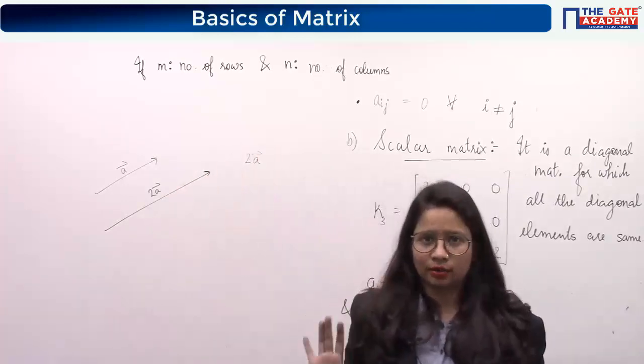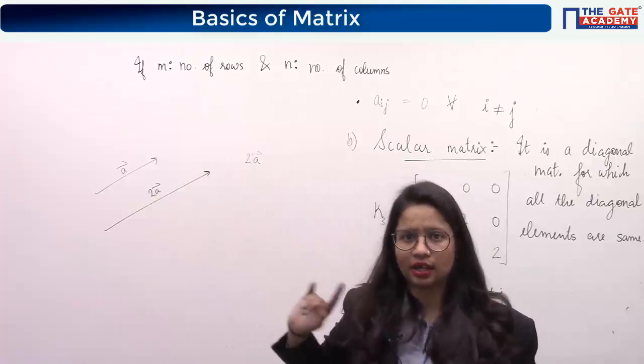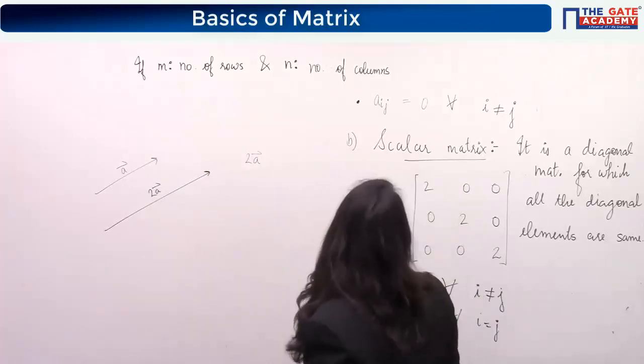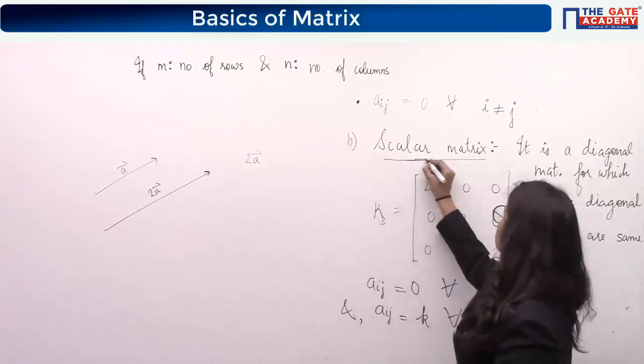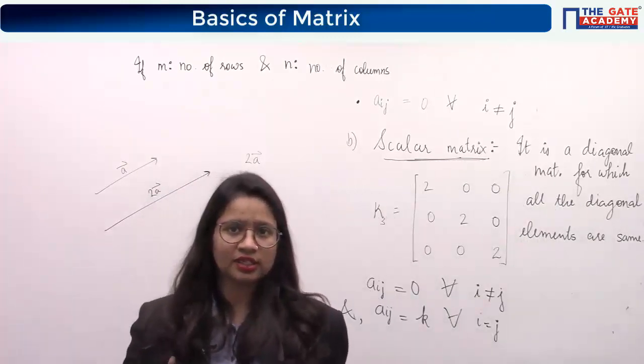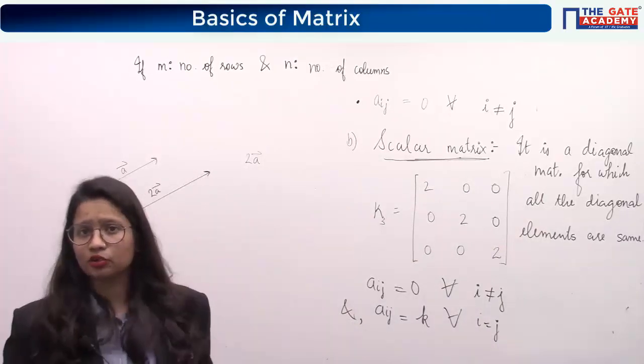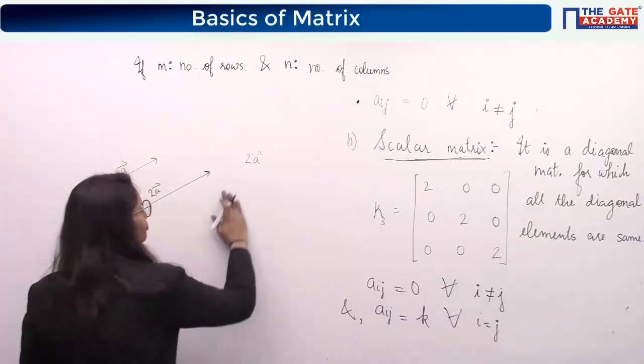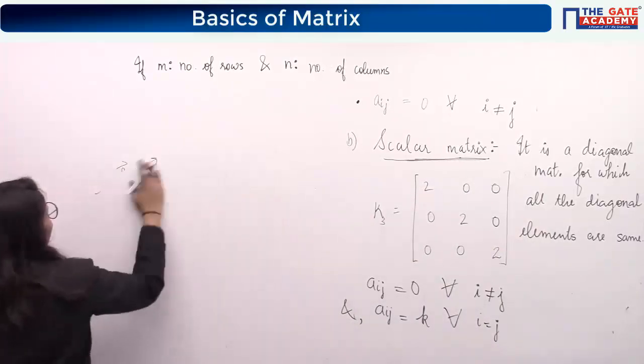That is a scalar quantity. Like in this case, 2 is a scalar quantity. Now, coming to our case, we have seen that this K is a scalar matrix. Why is this matrix known as a scalar matrix? It is an important interview question. What is the question? Why do you say that it is a scalar matrix?